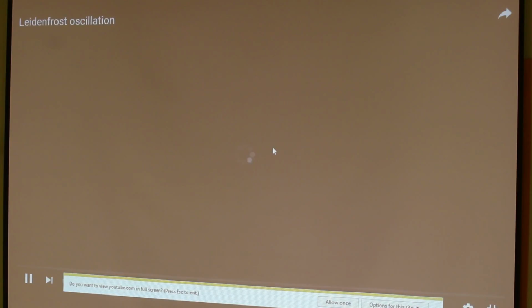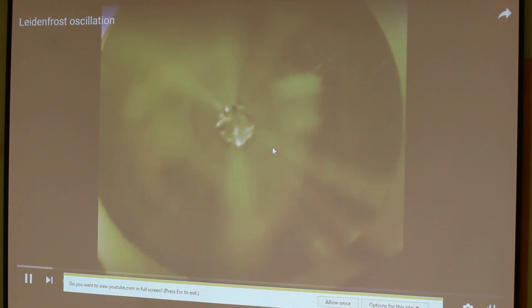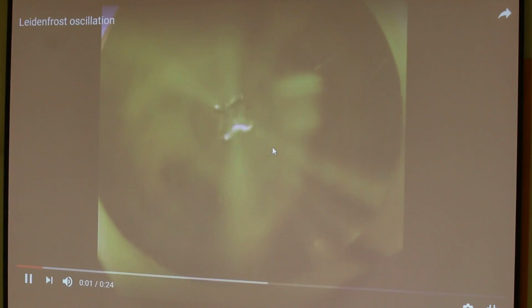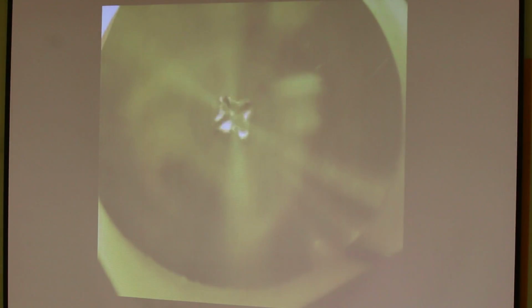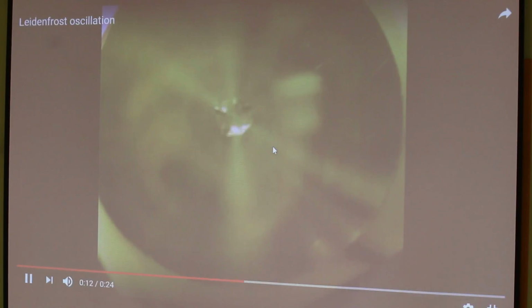So a suggestion, how do you do this? Just now that one was not impressive. So these are the star-shaped oscillations.